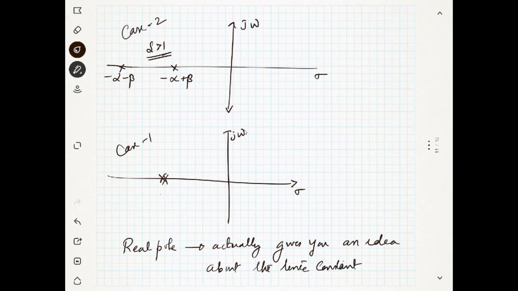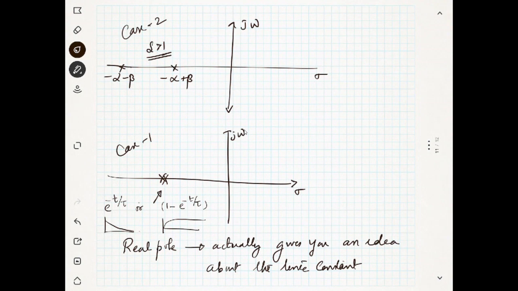Can you tell me the general form of exponential decay? Exponential decay has e power minus t by tau. And exponential rise has the form 1 minus e power minus t by tau. I think this idea is clear to you, both.